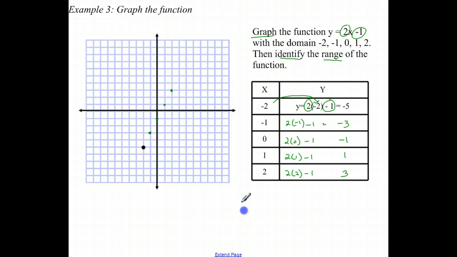Hopefully everybody remembers our range. We're going to give a capital R with a colon and then the solution set. We're going to say that our range, which is our set of y values, well, I have a y value here at negative 5. I have another y value here at negative 3. My next one is at negative 1. My next y value is here at positive 1. And then my last one is at a positive 3. This should also match up with the y values that you've listed in your table.